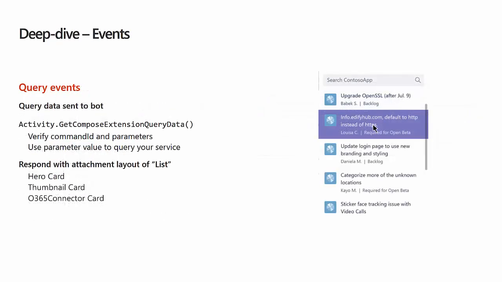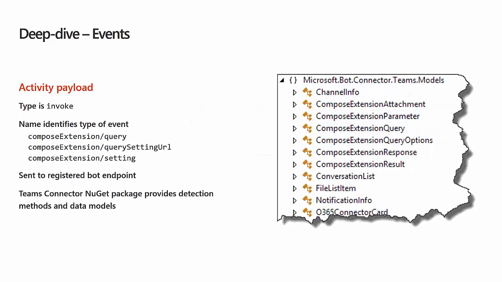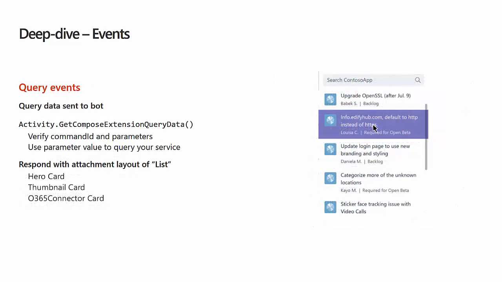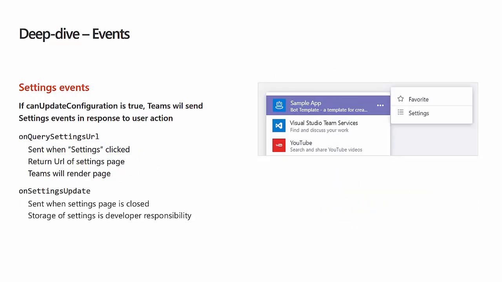I'm going to go back in the slides for a little bit. Here you saw the names of the types of events: we have the query, the query settings URL, and actually the settings. Those are the different types that can be sent, and they're exposed through the updated SDK with these various event names.